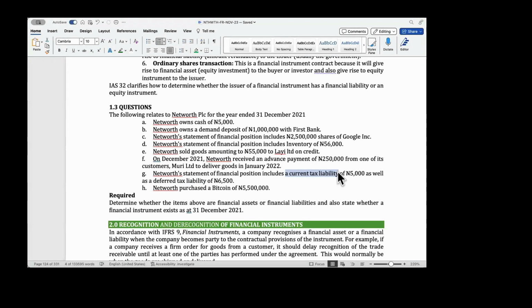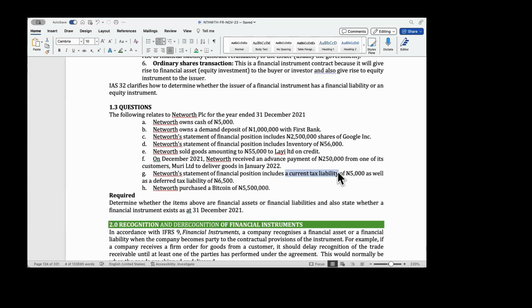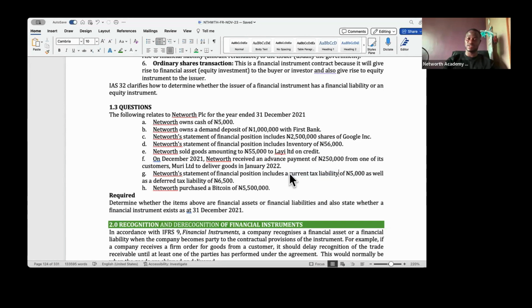I thought it's not a financial liability because, well, I think it's just a tax liability, but it's not a financial liability. But why? If you are saying it's not, tell me why. I feel, well, if you're paying, it doesn't have to be cash. You're going to pay money, but it might not be cash. It's cash you pay.